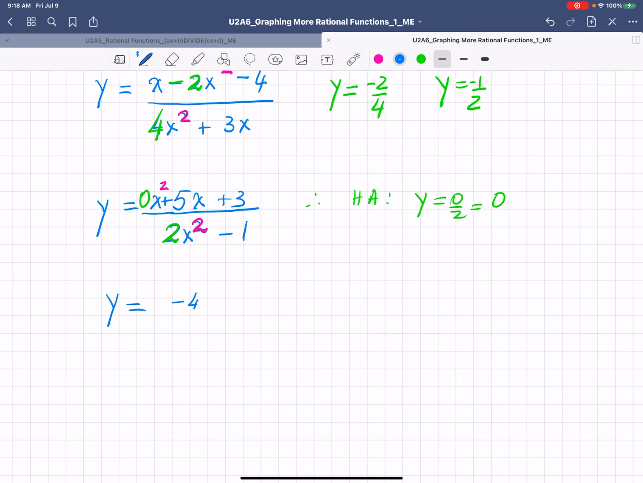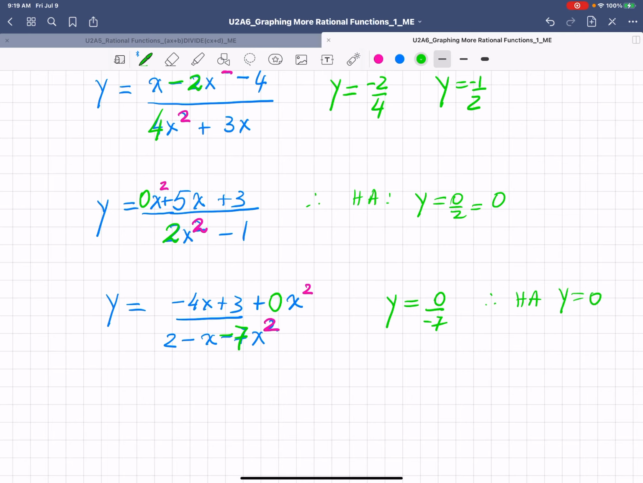So we have negative 4x plus 3 over 2 minus x minus 7x to the power of 2. So the highest power in the function is 2. The denominator has a power of 2, obviously, but the numerator doesn't. So what we do is we add an x to the power of 2 to the numerator with a coefficient of 0. So now we have 0 over negative 7. So y equals 0 over negative 7, or the horizontal asymptote is y equals 0.